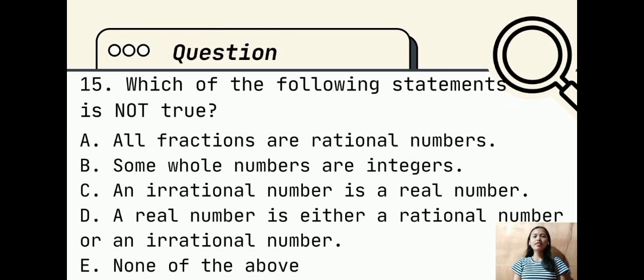Number 15. Which of the following statements is not true? A. All fractions are rational numbers. B. Some whole numbers are integers. C. An irrational number is a real number. D. A real number is either a rational number or an irrational number. E. None of the above.